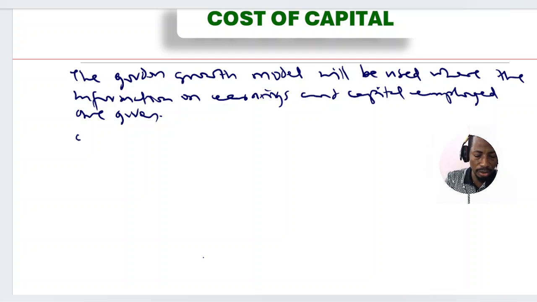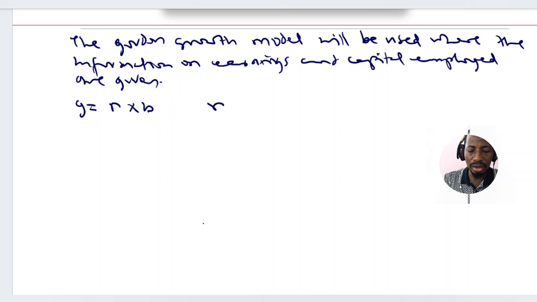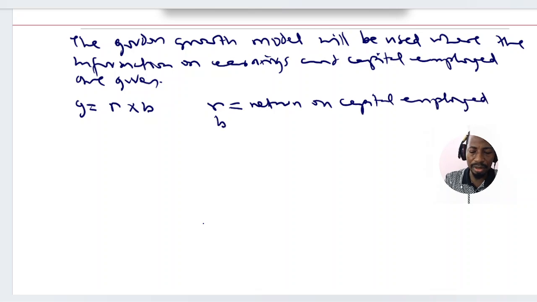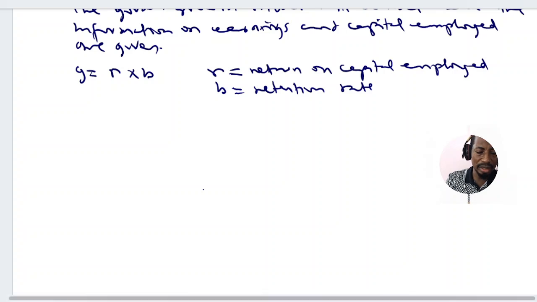So using the Gordon growth model, the growth rate will be computed as return on capital employed multiplied by the retention rate. For this purpose, I need to first calculate the return on capital employed. So G is equal to R times B, where R is the return on capital employed, that is return on investment, and B is the retention rate.